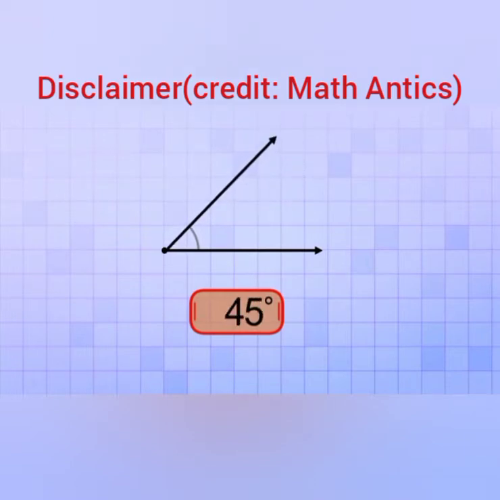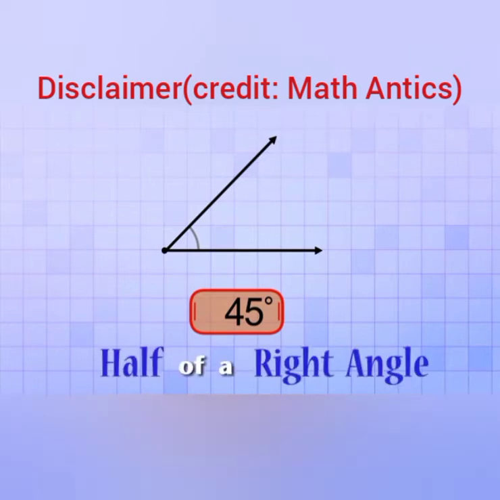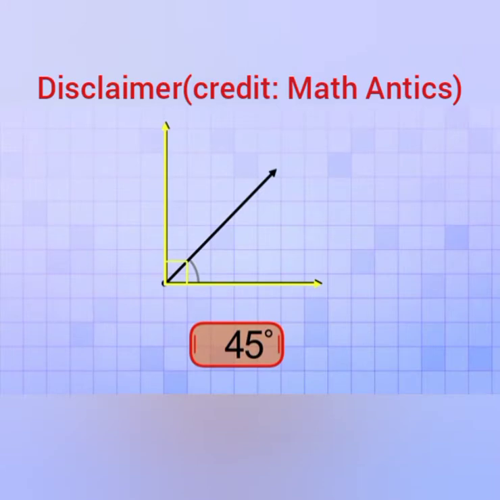Now 45 degrees is a special angle because it's exactly half of a right angle. If we draw a right angle in the same spot, you can see that our ray cuts it into 2 equal parts. So, if 45 degrees is half of a right angle, can you guess how many degrees a right angle is? Let's keep on rotating to see if you're right. 50, 60, 70, 80, and 90.